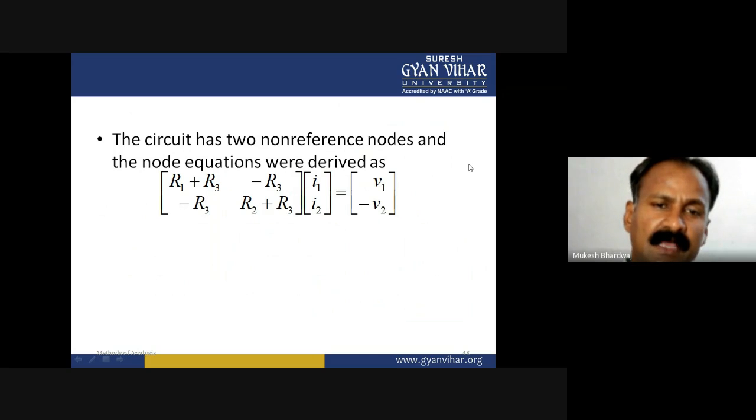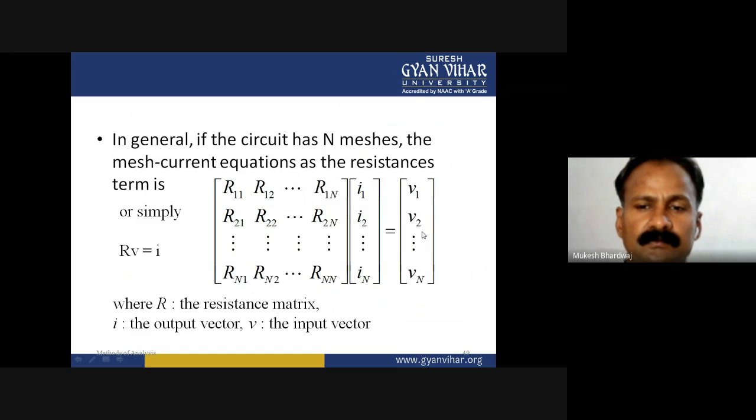The circuit has two non-reference nodes and the node equations were derived as. In general, the circuit has n meshes. The mesh current equations in terms of resistance can be written simply as Rv equals I, where R is the resistance matrix, I is the output vector, and V is the input vector.